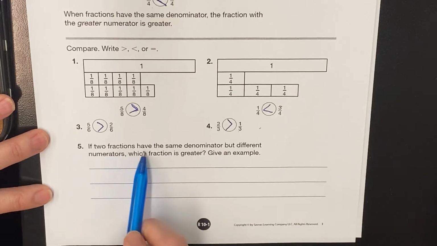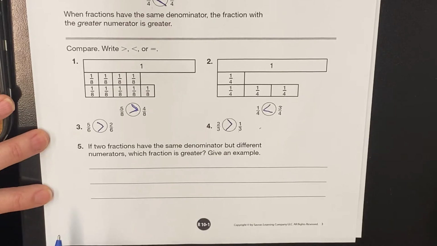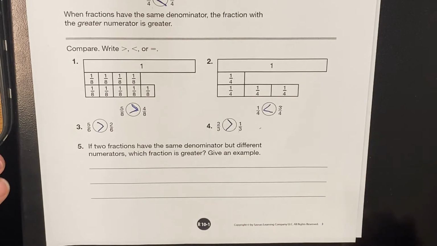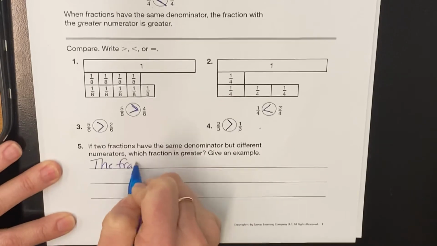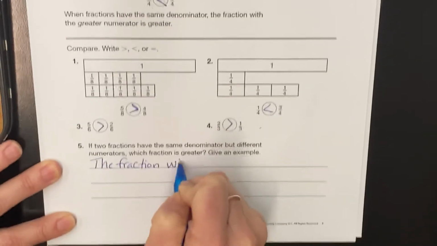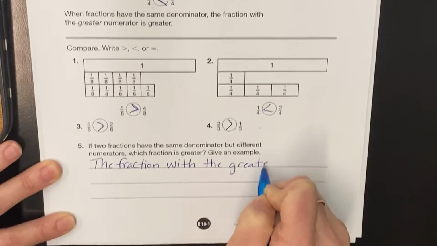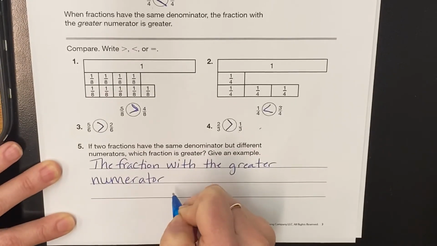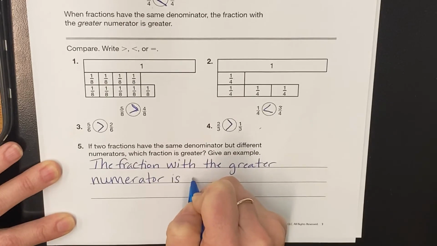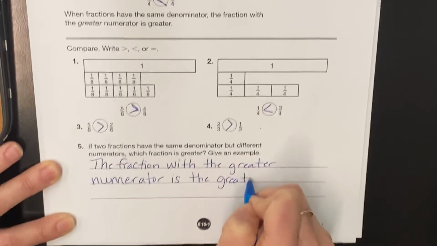Number 5, if two fractions have the same denominator but different numerators, which fraction is greater? Give an example. Well, we know from our poem that we wrote that if the denominators are the same, the largest numerator wins the game. So we will say the fraction with the greater numerator is the greater fraction.